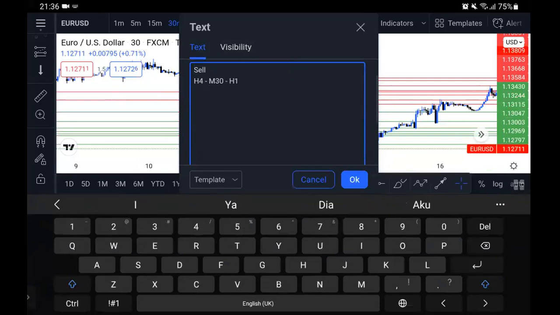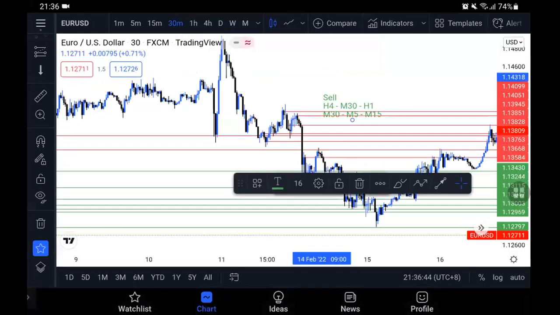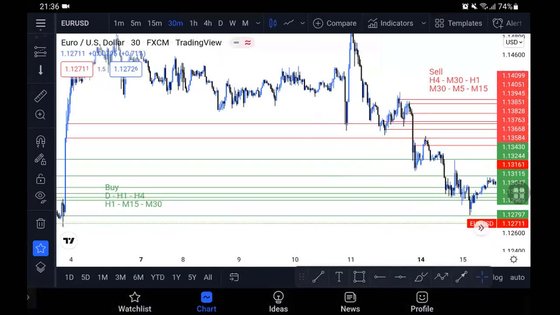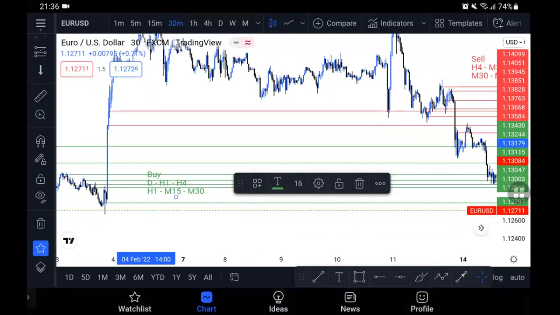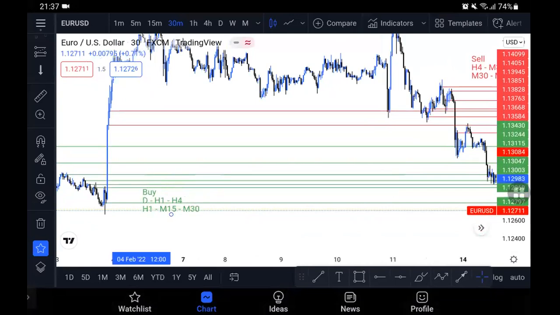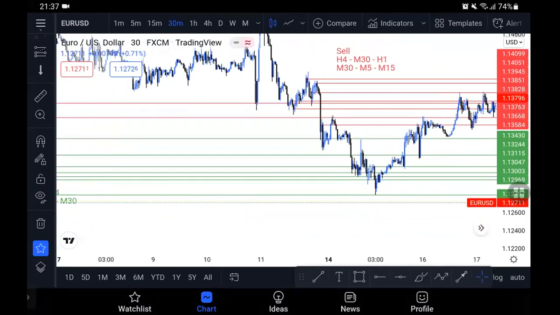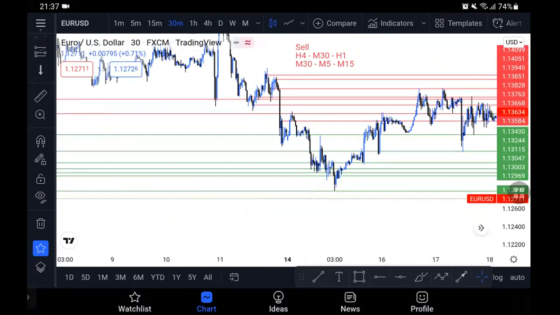Well, if you want to be more precise, then just block. Okay, so now we have both of our buyers, the buy and the sell. So we know which time frame to look for buy and which time frame to look for sell.